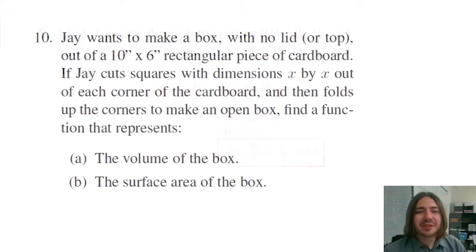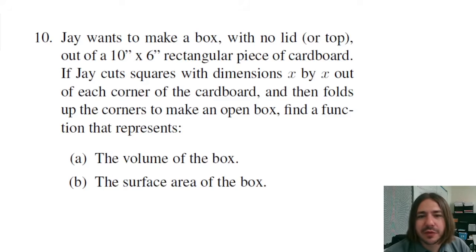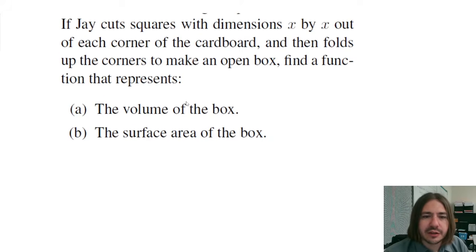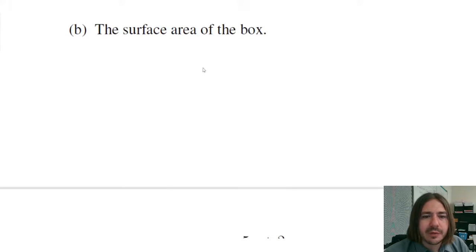Number 10 says Jay wants to make a box with no lid or top out of a 10 by 6 inch rectangular piece of cardboard. If Jay cuts squares with dimensions x by x out of each corner of the cardboard and then folds up the corners to make an open box, find a function that represents both the surface area and the volume of the box. So just to show you a little illustration of what's happening, let me go ahead and paste this image in here.